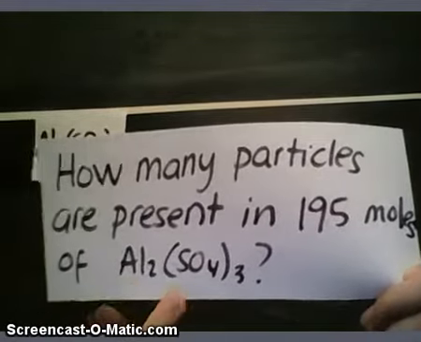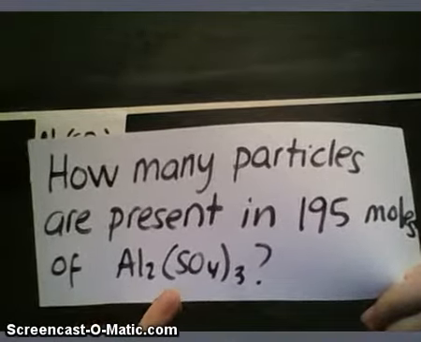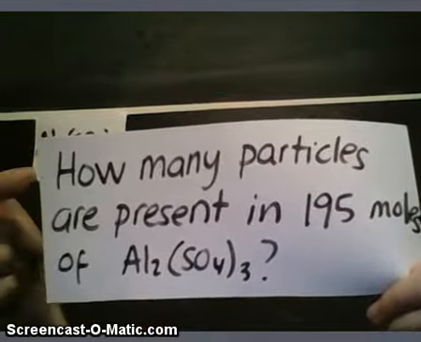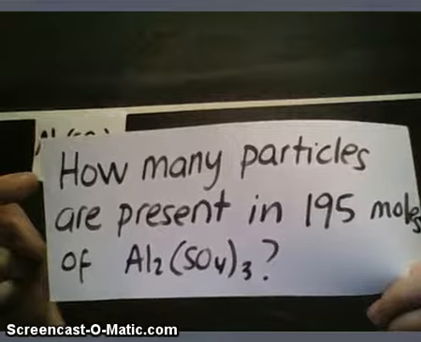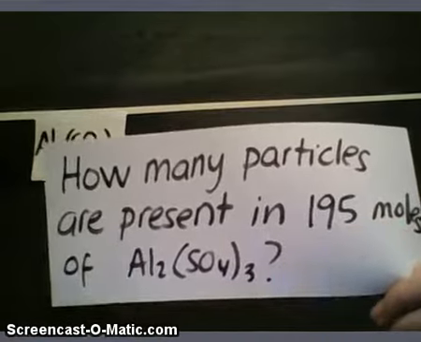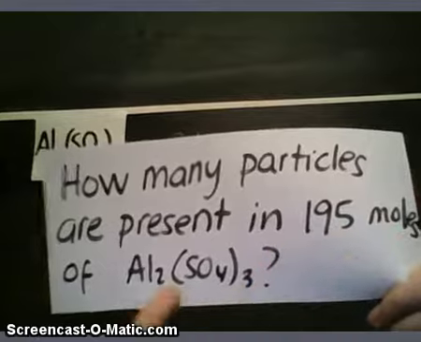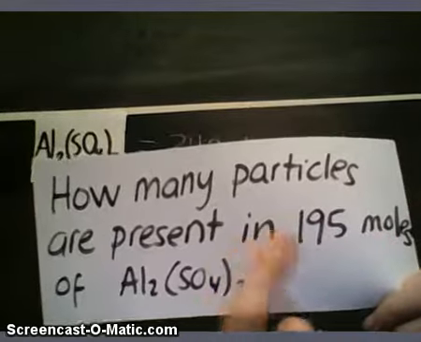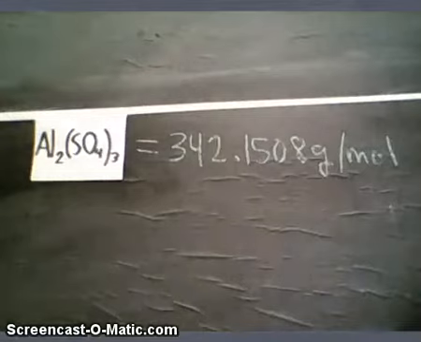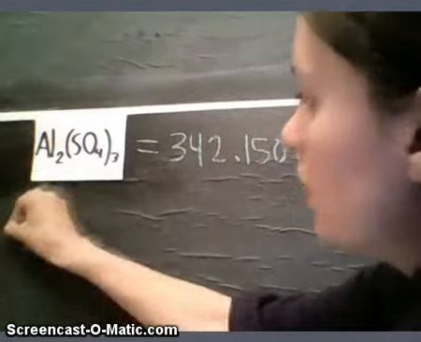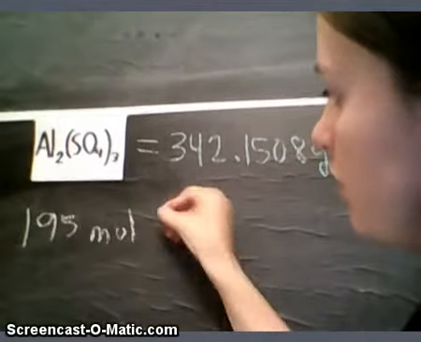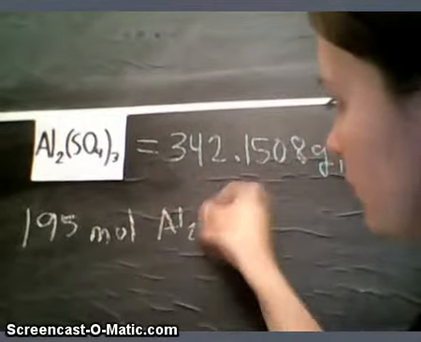So again, we're working with aluminum sulfate. We already know the molar mass of this substance, and we want to know how many particles. So this is our wanted value. What's the given value here? 195 moles. We have 195 moles of aluminum sulfate, and this is the first thing we're going to start the problem with, writing down our given value. So let's begin here. 195 moles of aluminum sulfate.